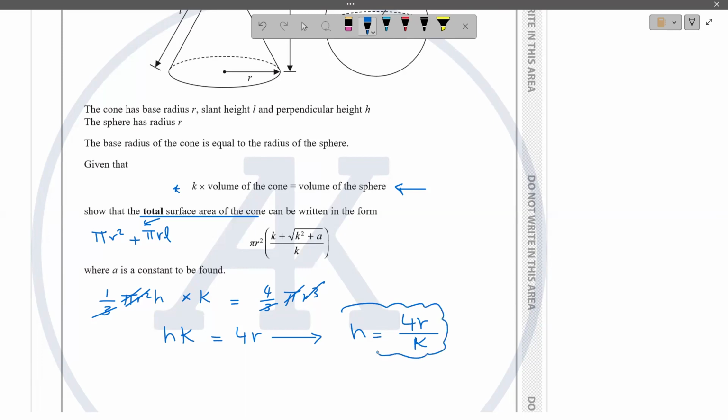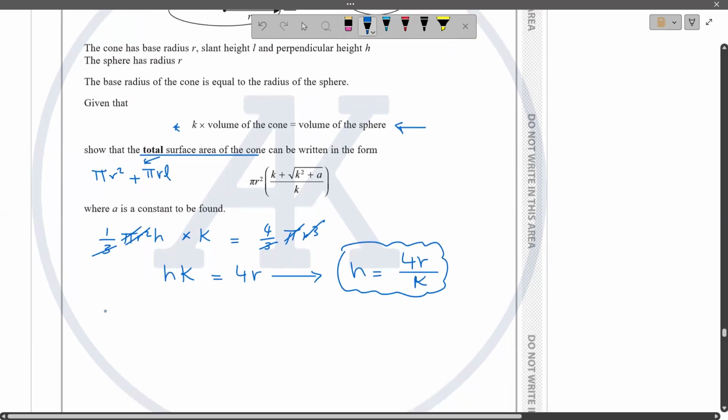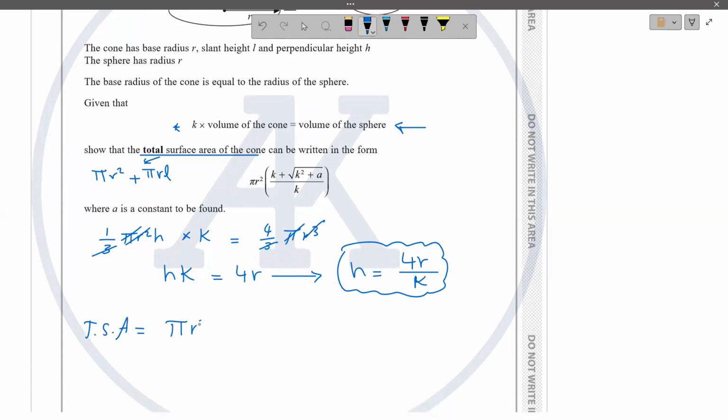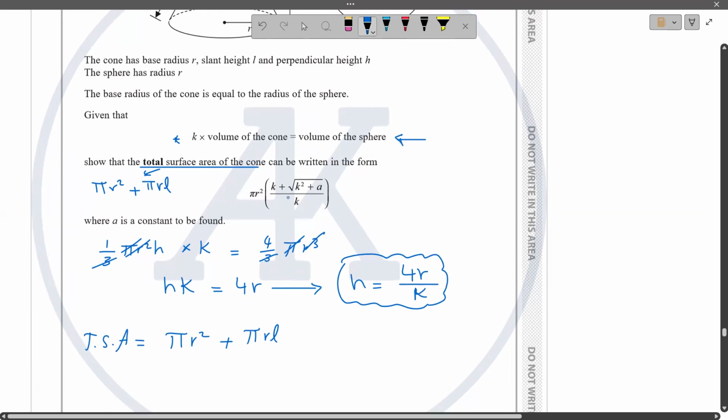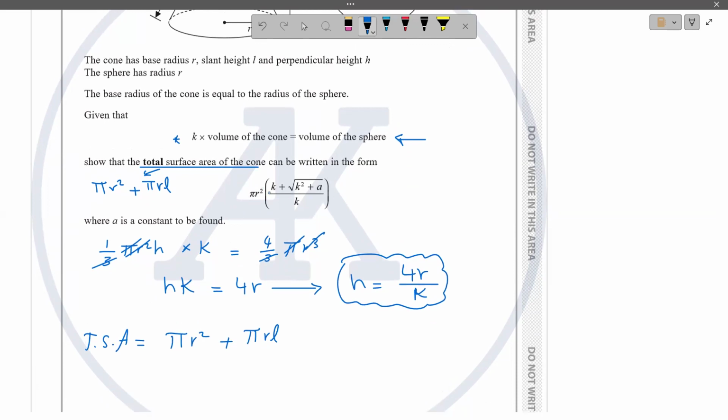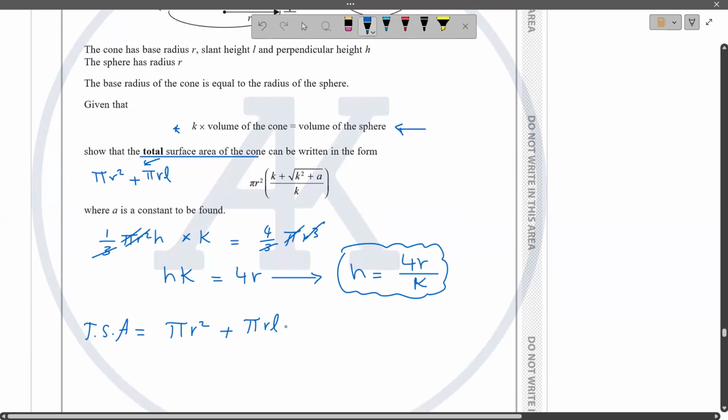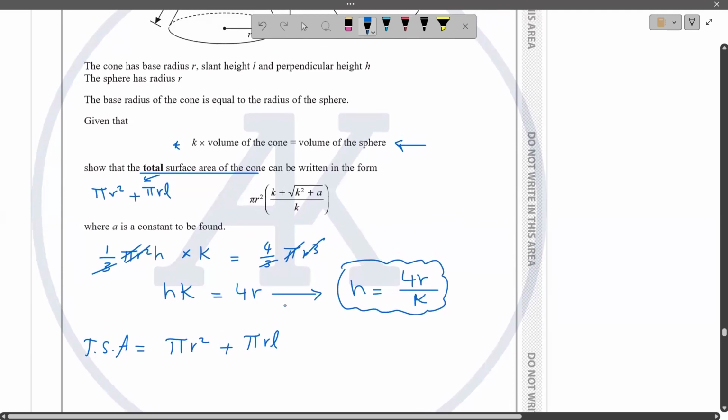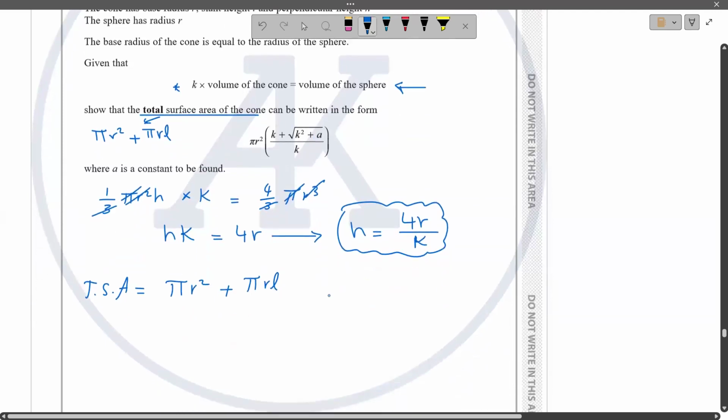Then the second step: I'm going to write the total surface area. The total surface area of the cone is pi r squared plus pi r l. So I'm going to check the form that is written, that the total surface area is written as pi r squared over k, times k plus root of k squared plus a, where a is a constant. The variables here are r and k. Here we have r and l, so I need to remove l and write it in terms of r. So what is the relation between l and r?